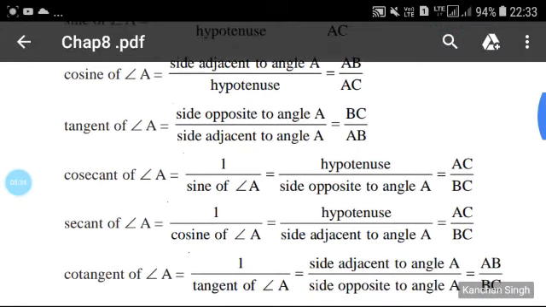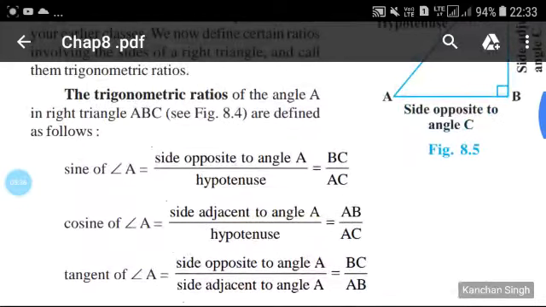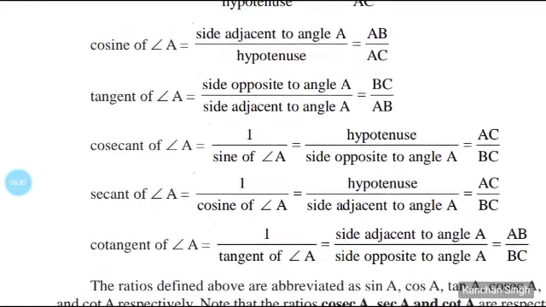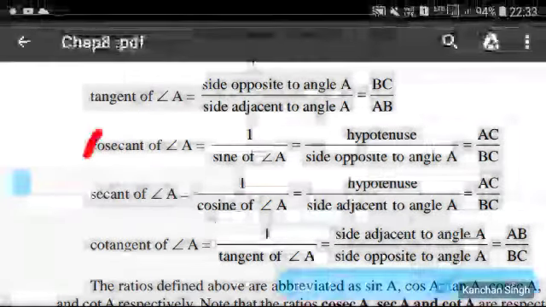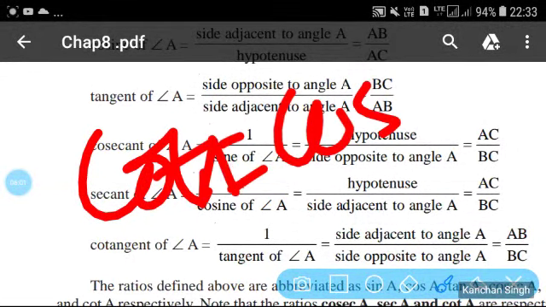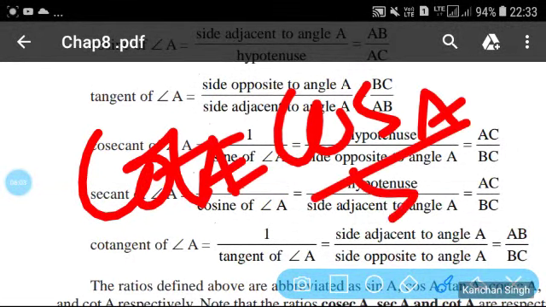Sine was opposite side by hypotenuse, so cosec will be hypotenuse by opposite side, AC by BC. Sec will be hypotenuse by adjacent side, AC by AB. And cot will be adjacent by opposite, the reciprocal of tan, so that will be AB by BC, or you can write cot as cos A by sine A.